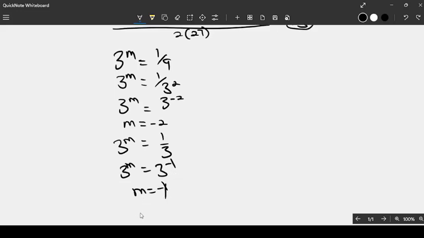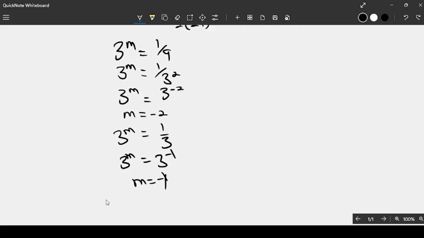So therefore, we can say that the solution set for this particular equation is m such that m is equal to negative 2 or negative 1.